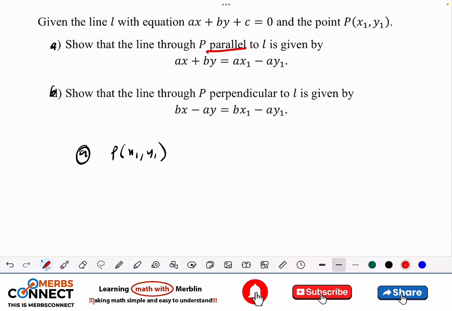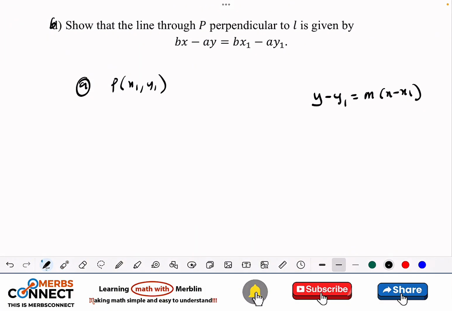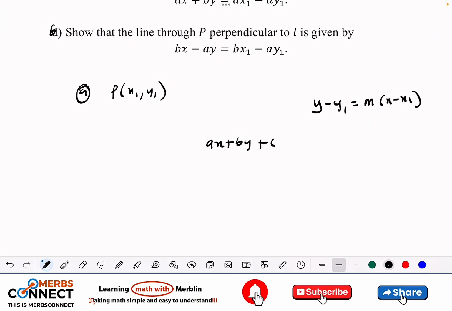So now the equation of the line is y minus y1 equals m times x minus x1, right? And the point given to us is also x1, y1, so the substitution is already done. The only thing we need is to find the slope. Since the line which passes through P is parallel to L, they have the same slope. So now let's pick the equation ax plus by plus c equals 0.